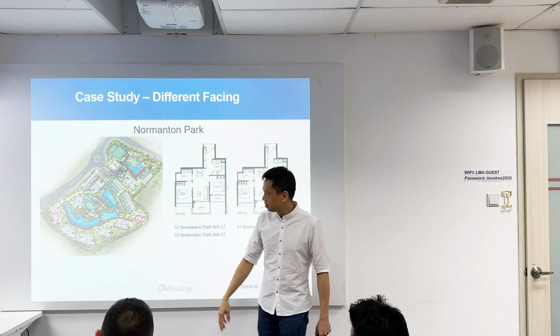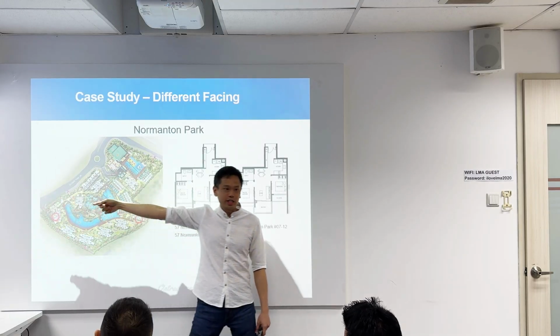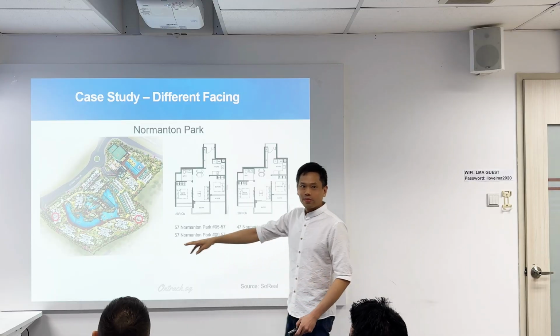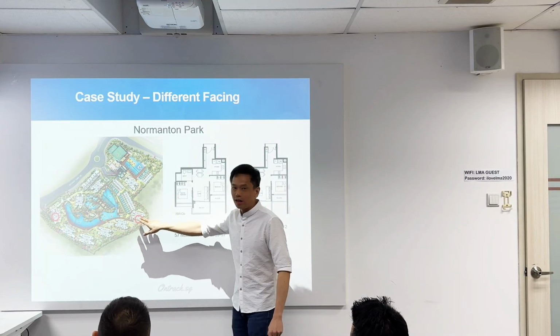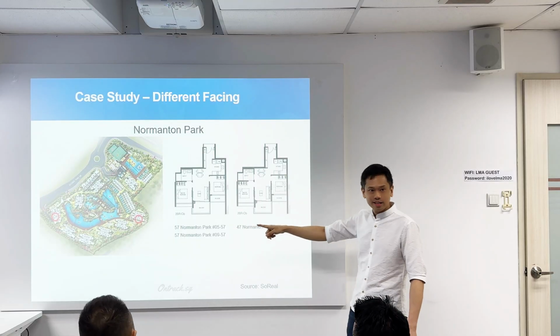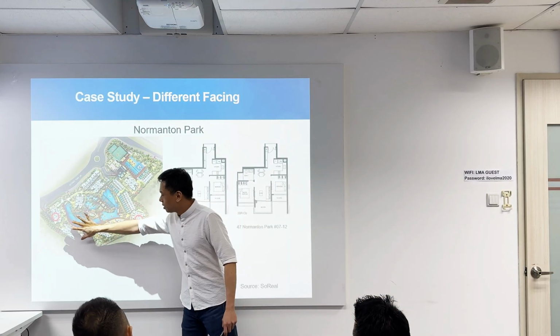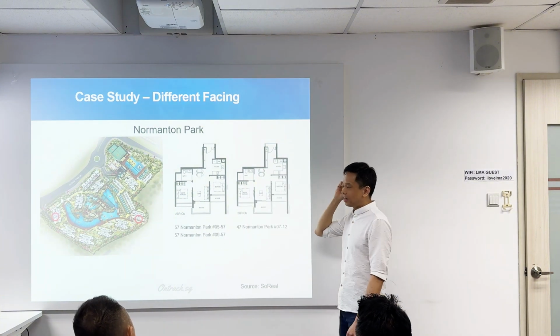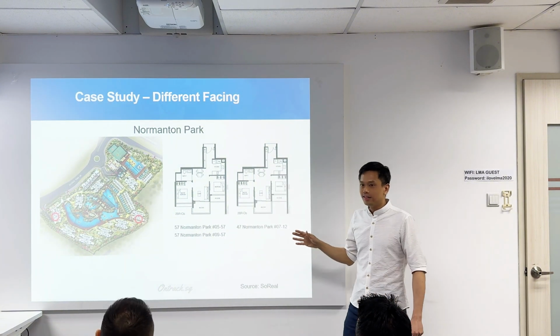Which is worse? Stack 57 is facing which direction? West. So which one is the hotter unit? 57. This one is facing a bit south, so maybe you get a bit of sun on one of your walls. Correct? So we always have this claim: wow, west sun, nobody wants it. Tenants don't want it, sure lose money, right? You always hear that.